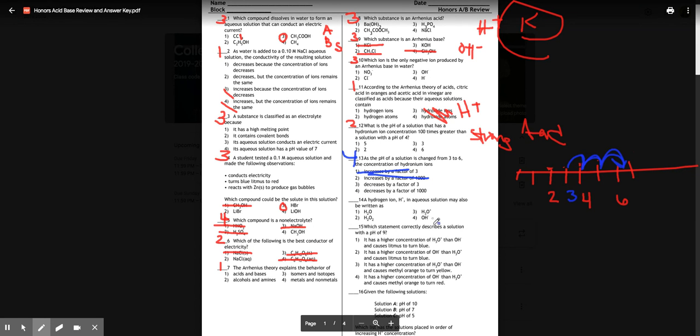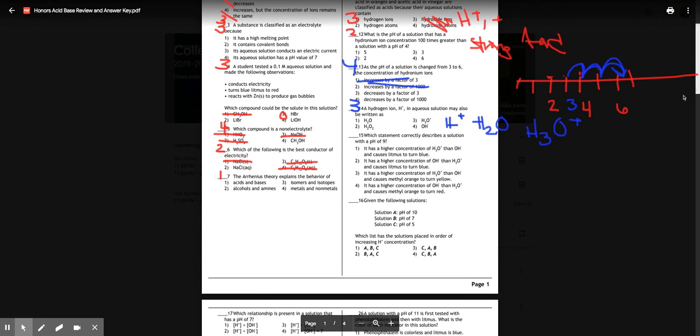Choice 4. H+, I've been saying this forever now. H+ in solution, here's H+ in aqueous solution. So that's 3 H's and an O with the leftover plus. That's called hydronium. Let's scooch it down.